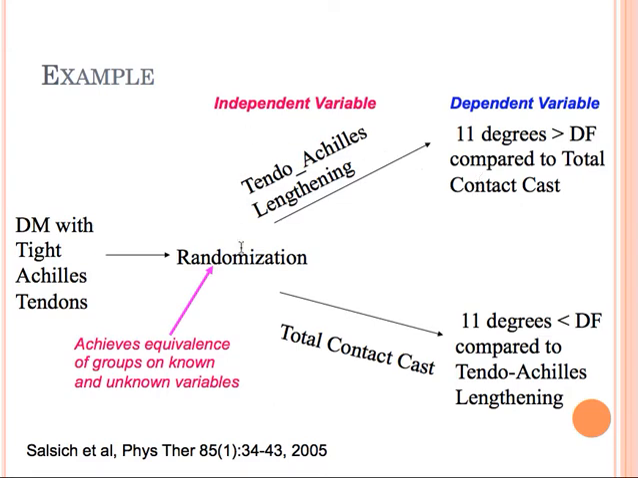If we look here, the independent variable is the type of treatment, either contact cast or tendo Achilles lengthening, and the outcome variable, or dependent variable, was the range of motion. In this case, the surgery was more effective in improving range of motion than the total contact casting.